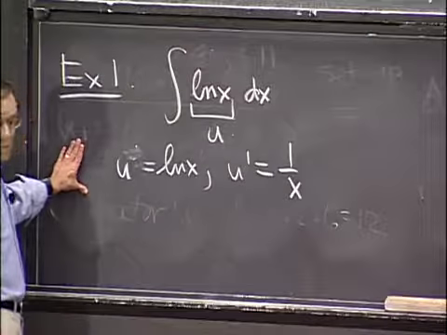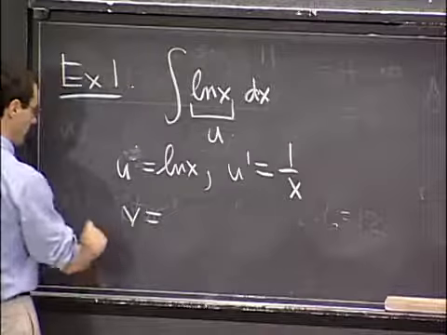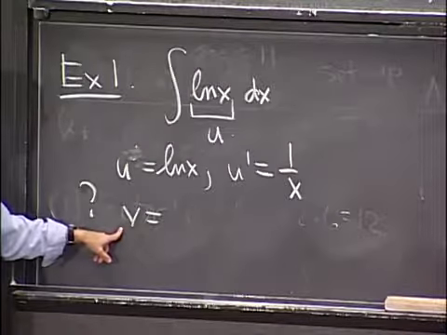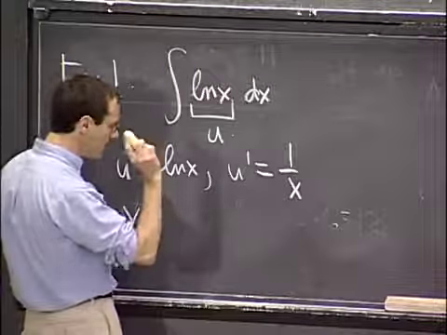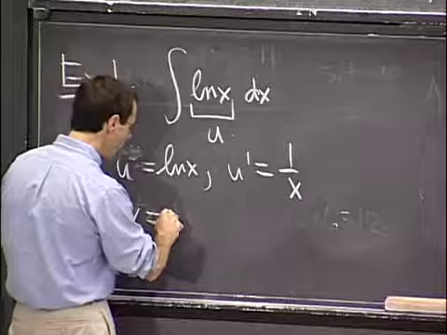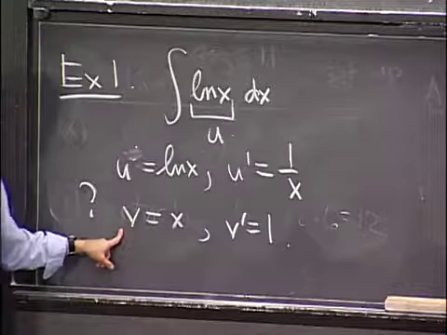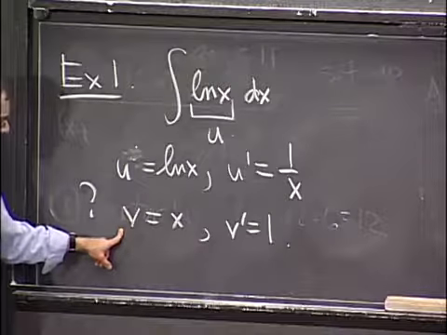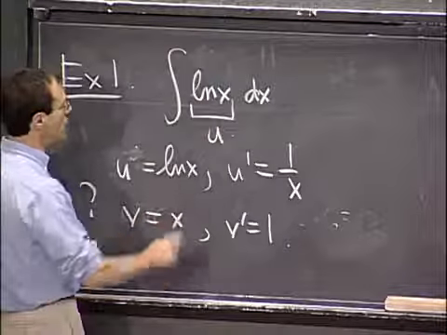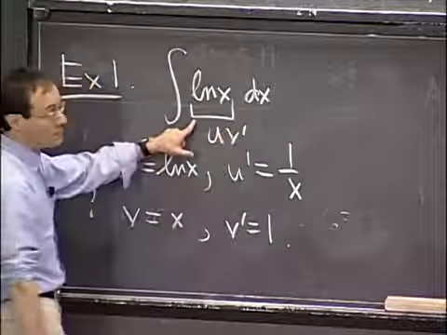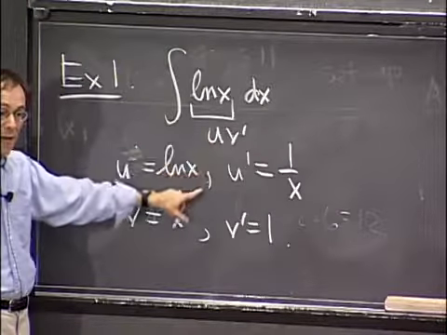In order for this to fit into this pattern, however, I need a function v. So what in the world am I going to put here for v? The answer is, well, dx is almost the right answer. The answer turns out to be x. And the reason is that that makes v prime 1. That makes v prime 1. So that means that this is u, but it's also uv prime, which was what I had on the left-hand side. All right?